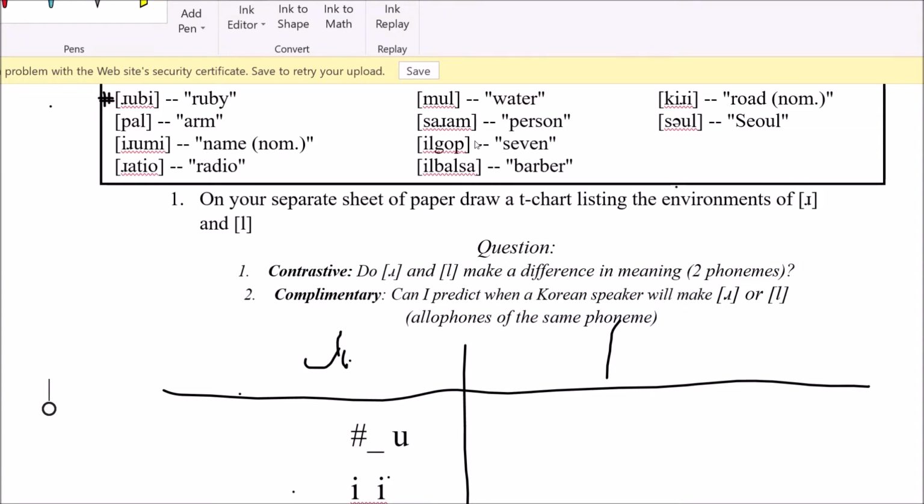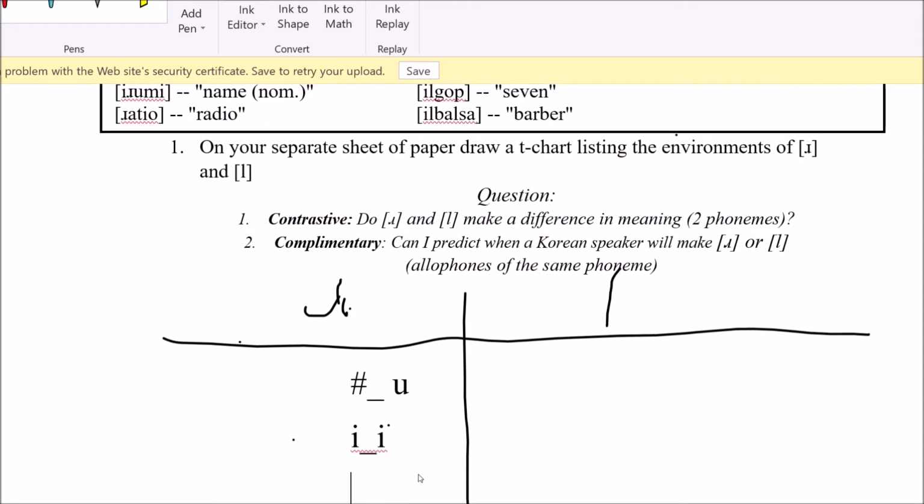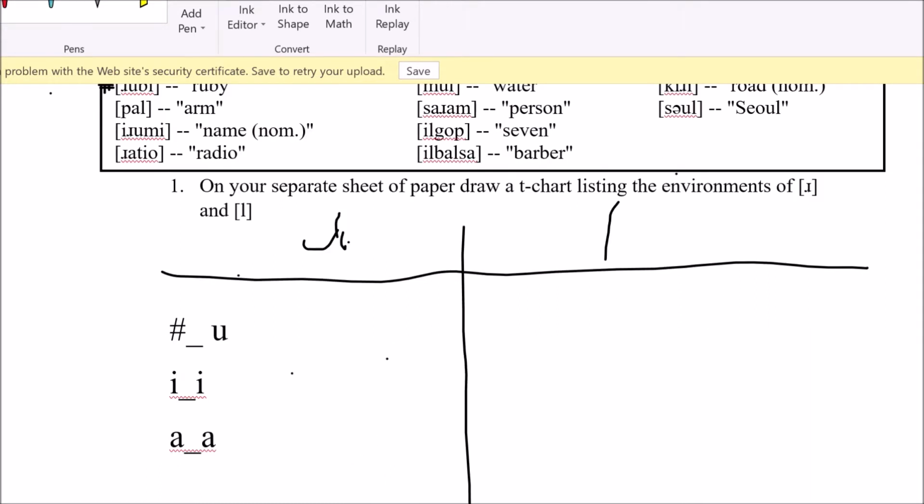Now, going to the next word that we see is saram, meaning person. So coming down, we can see that it is between two A's. Here, moving on to the next word, we see irumi, meaning name. We can see it is between an E and an U. So we type it in just like that.